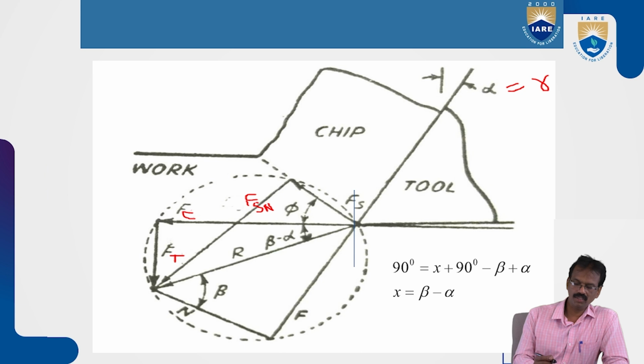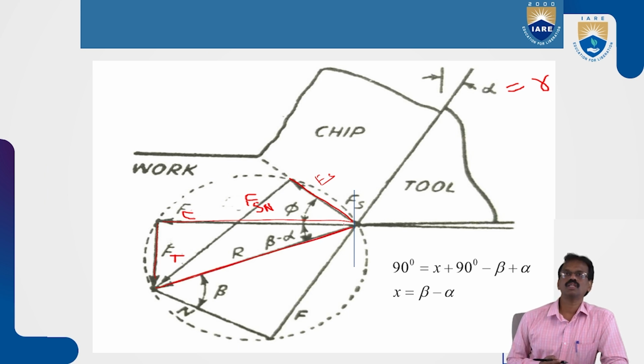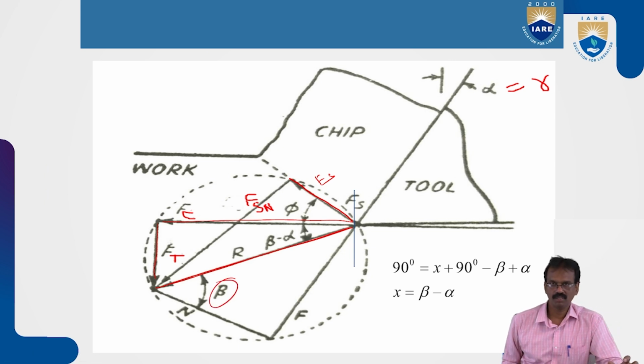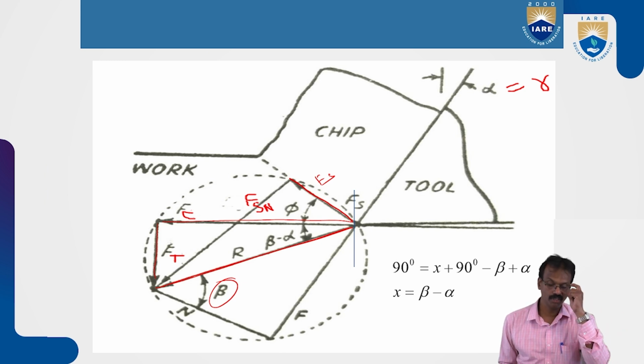Here you can see the triangles. The first triangle is Fc and Ft, and the resultant is R. That is triangle one. The next triangle is the shear surface triangle with shear force Fs and Fsn, and the resultant is R. The next triangle is the friction-related triangle, F and N, where the angle is equal to beta. These are the three triangles in a circle. This is the Merchant circle. By using these triangles, we can find the formulas for the different forces.